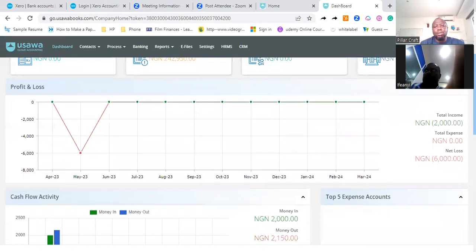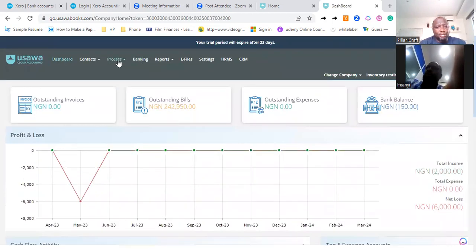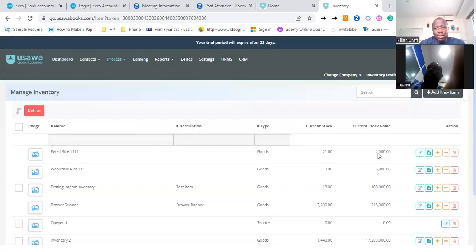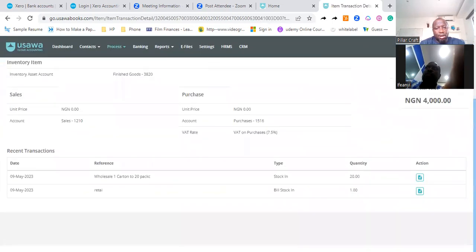Oh, I know what I did wrong also. You know what I noticed? When I was doing the manage inventory, setting up this inventory, I made the error of not doing it as 1 to 20. Okay, 1 to 20. So now it's bringing the one I just bought in as just 1, rather than bringing it in as 20.